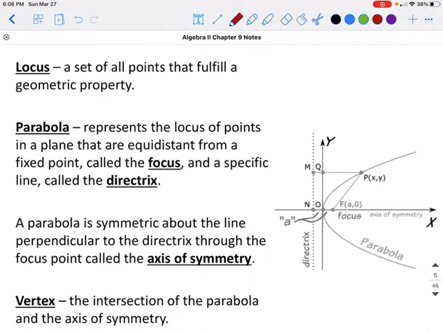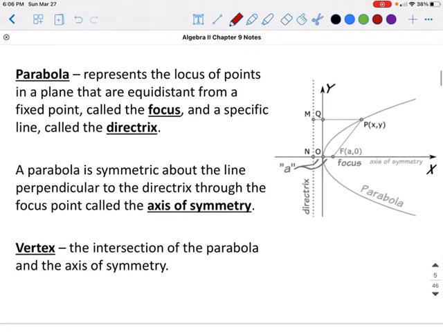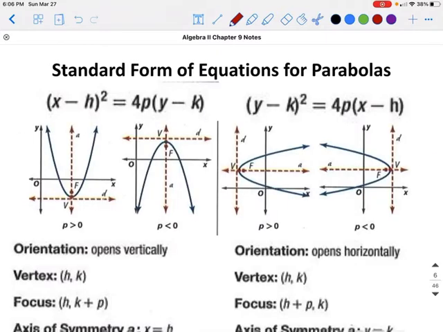Now a locus is a set of all points that fulfill a geometric property. For this section, we're going to be talking about parabolas. So a parabola represents the locus of points in a plane that are equidistant from a fixed point called the focus and a specific line called the directrix. A parabola is symmetric about a line that is perpendicular to the directrix, called the axis of symmetry. And the vertex is the intersection of the parabola and its axis of symmetry.